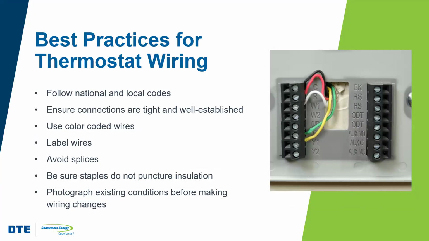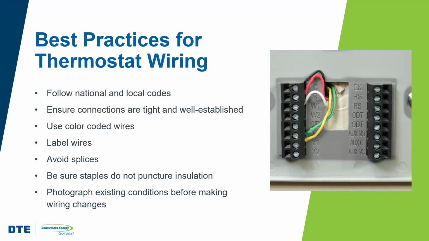Some of the best practices for thermostat wiring: we want to make sure that our connections are tight and firm, that they're well established. We want to, again, make sure that we're labeling those wires. We want to make sure that we avoid things like splices, right? Because this can cause problems, you might get shorts or intermittent connections. It makes it difficult to diagnose if you have a problem in the future. So we want to avoid splices.